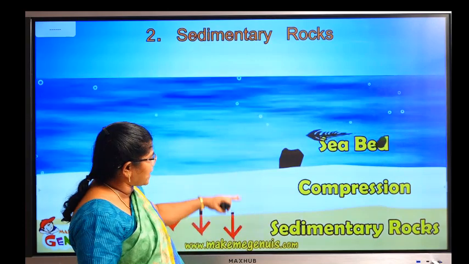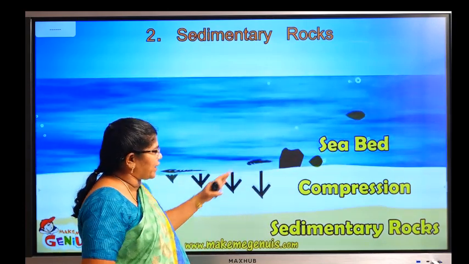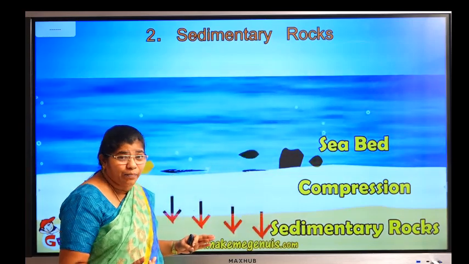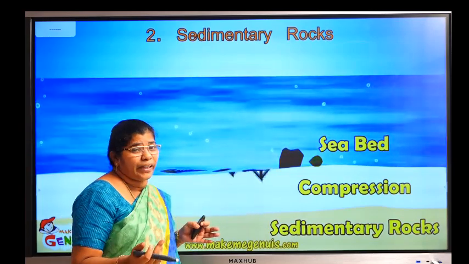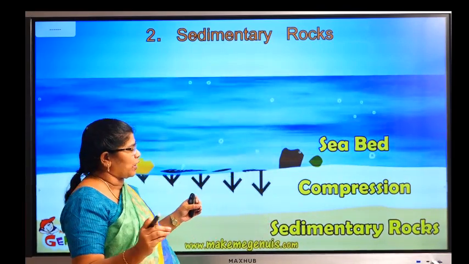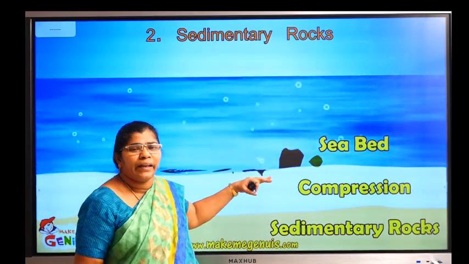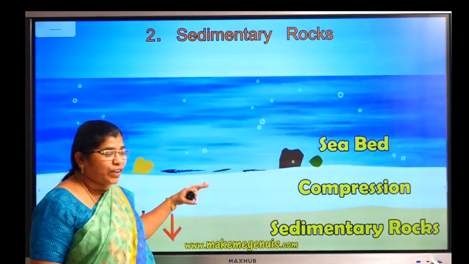Once it settles down on the seabed by the weathering action, the weathering action may be rain, wind, or any other weathering action on the rocks that are broken down. Everything will come and settle in the bed. It may be a seabed, a river bed, or whatever the bed.